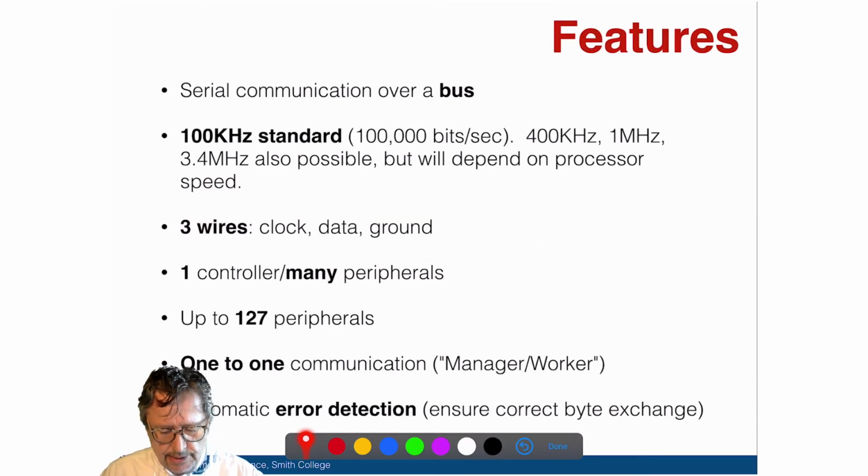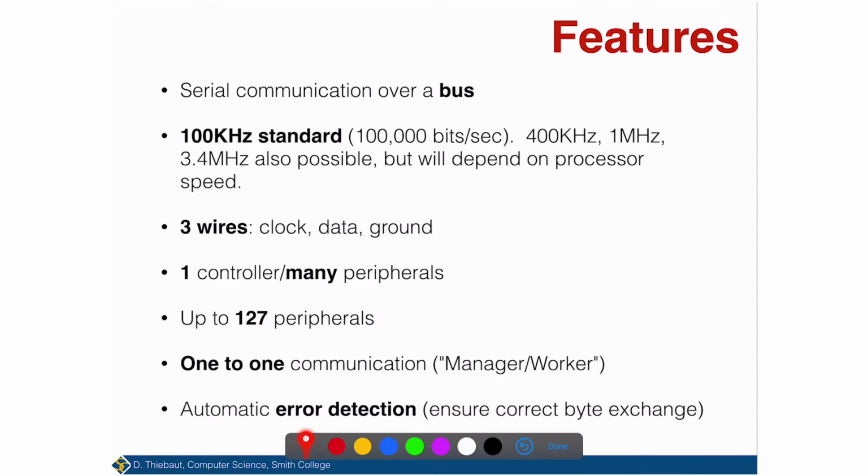So the features of I2C: it's serial communication over a bus. We're going to see what that means. It goes pretty fast. 100 kilohertz is standard, 100,000 bits per second. Compare that to 9600 baud, which is 9600 bits per second. It can go all the way up to 3.4 megahertz, so 3.4 million bits per second. That's very fast communication. That's possible, but you need to have a processor that is fast enough to support that. It's a three-wire protocol also, so one for transmit, one for receive, and one for ground.